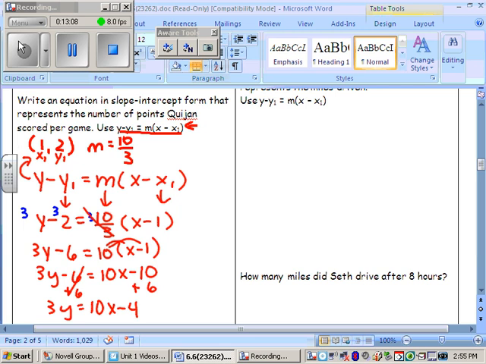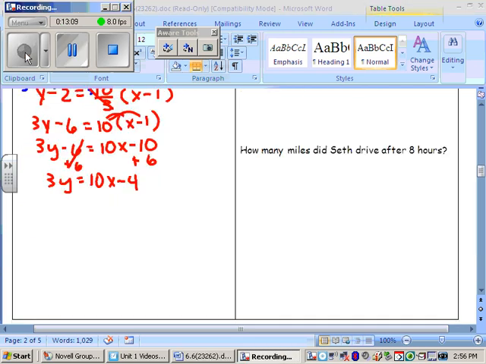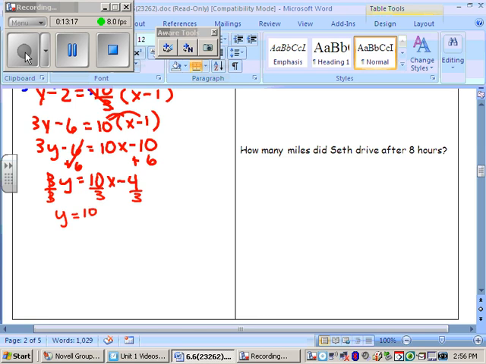Now let me scroll down for a moment. Okay, now to finish solving for y, we will divide everything by 3. So we get y equals 10 thirds x minus 4 thirds. And this would represent the number of points that Kijan scored per game.